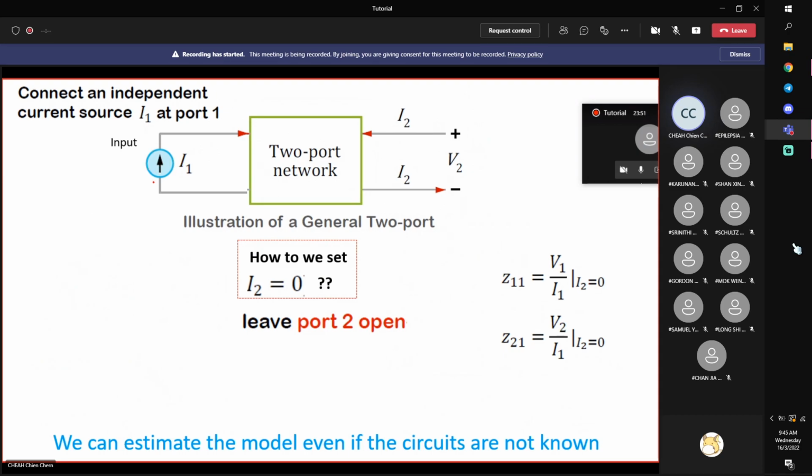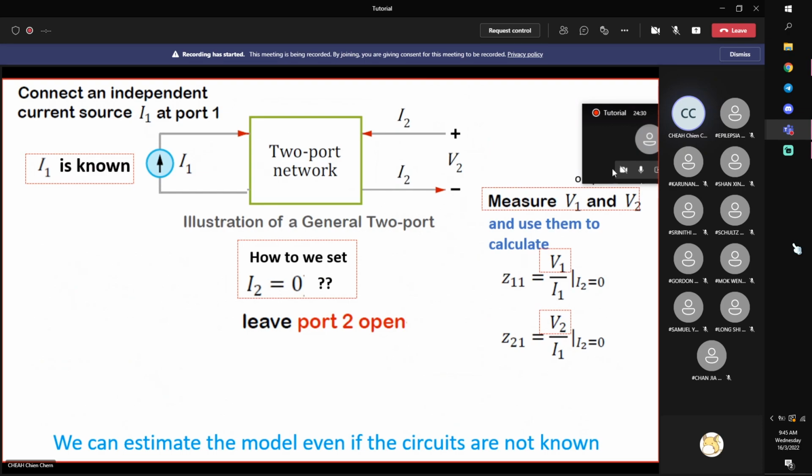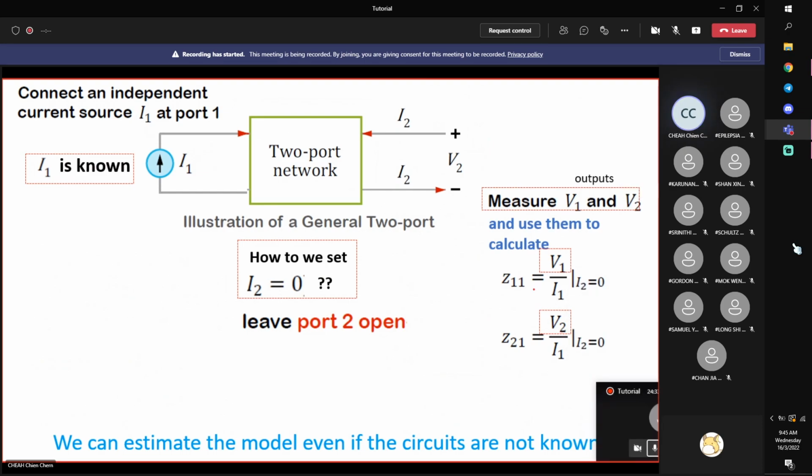You know that you can basically connect a power supply, current or voltage, to a circuit. So this is a current source. Put a current source over here, for example, 1 ampere, something similar to your Thevenin's theorem. You inject something inside, then you measure. What do you need to measure? When you inject I1, you need to measure V1 and V2. Since I1 is known, by measuring V1 and V2, we can actually calculate Z11 and Z21.